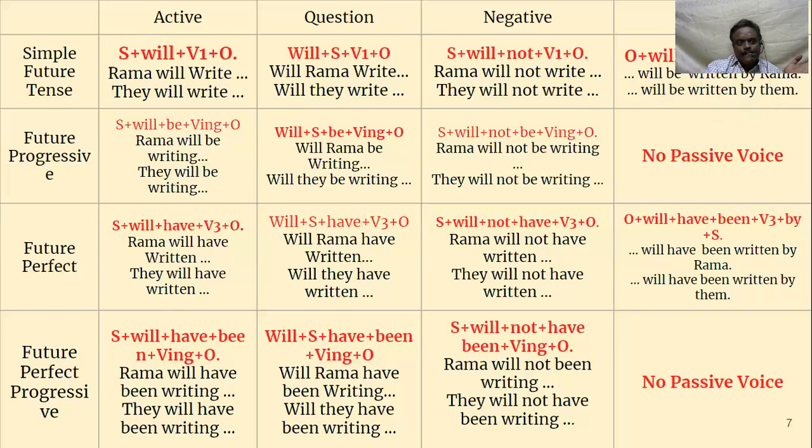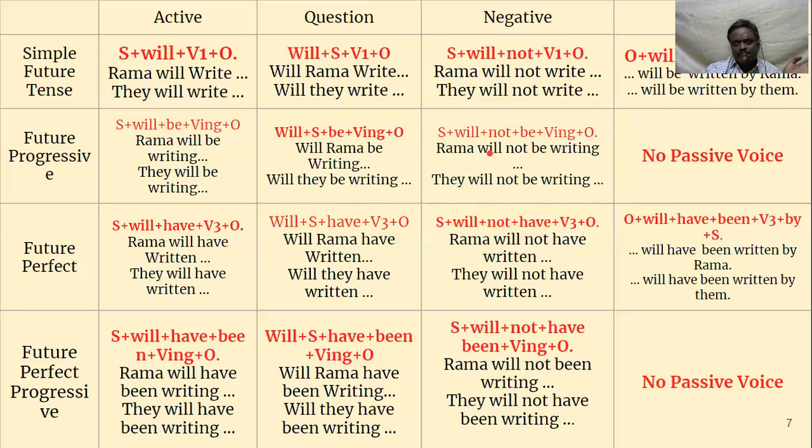Then if we come to future progressive, subject plus will plus be plus verb-ing form. There in present tense we use be form plus verb-ing form, is, am, are, but here we are going to use directly be. That's all. So Rama will be writing a letter. In present tense we use Rama is writing a letter, but here Rama will be writing a letter. They will be writing a letter. Question: the helping verb is already there, so we have to bring it forward. Will Rama be writing a letter? Will they be writing a letter?